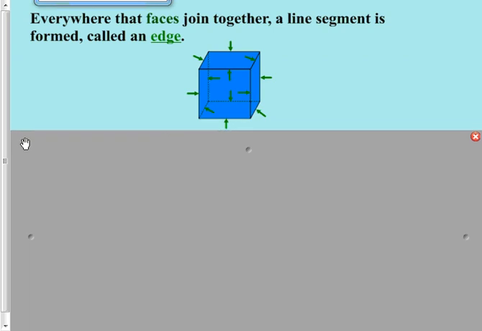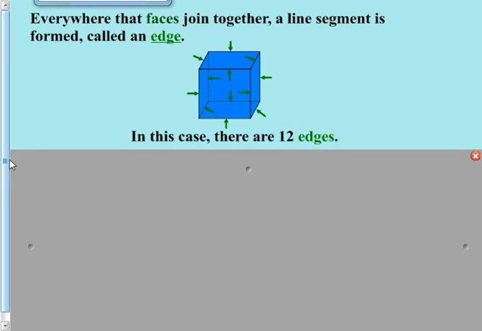So I picked a rectangular prism here. Obviously, in a rectangular prism, we have 6 faces of various kinds. Some of them are bases and some of them are lateral faces, and we'll come back to that in a minute. But the point being, everywhere those faces join together, you have line segments that are formed. Those line segments are called edges. And in this particular case, there are 12 edges.